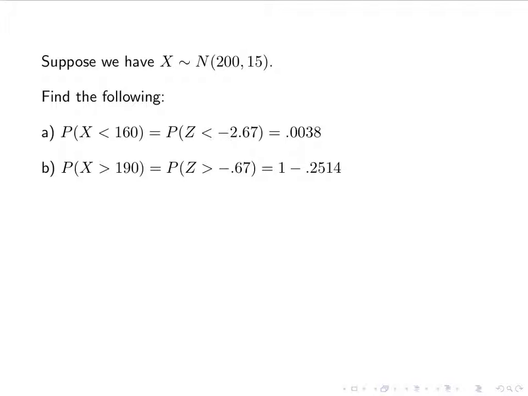So if I look up negative 0.67 in the table, I get 0.2514. So I need 1 minus that, because again, what I want is greater than. And that will give me 0.7486.